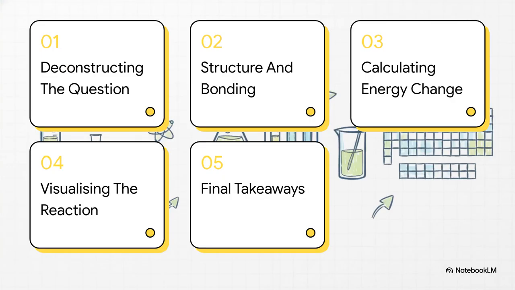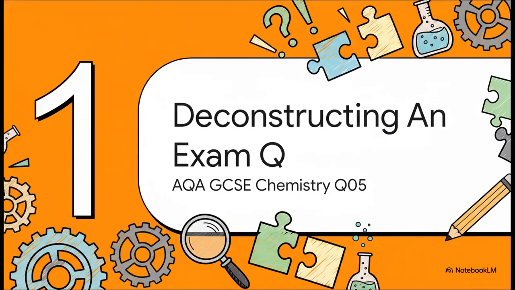So, here's our game plan. First, we'll deconstruct the question itself. Then we'll get into the nitty-gritty of ammonia's structure and bonding. After that, we'll crunch the numbers on energy change, see what that looks like on a graph, and finally, we'll wrap up with the final marks and the most important takeaways. It's the full picture from A to Z. All right, let's get into it.